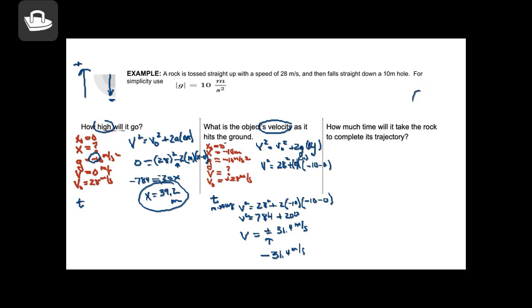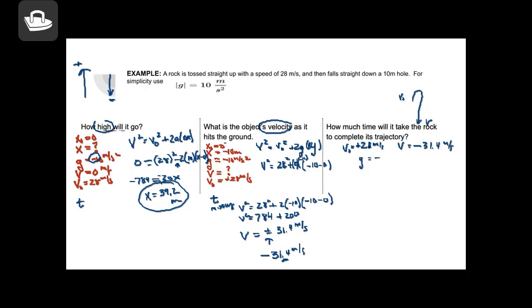So my initial velocity is equal to plus 28 meters per second. My final velocity is equal to minus 31.4 meters per second. My acceleration is going to be equal to minus 10 meters per second squared. And of course, that is pretty simple, I can use this equation. Hopefully it jumps right at you. And of course, you can write it this way.